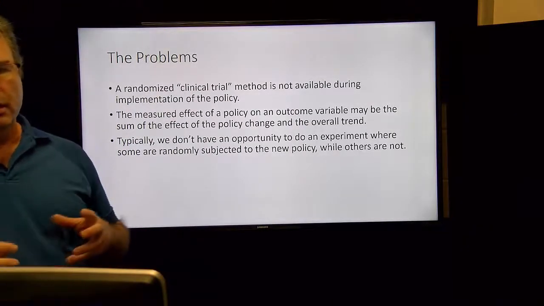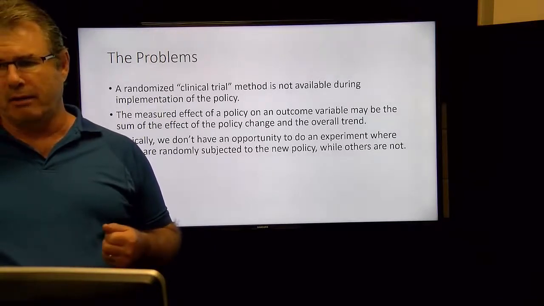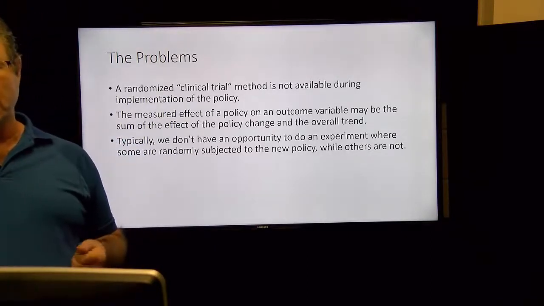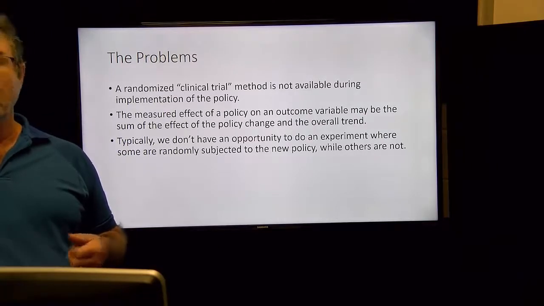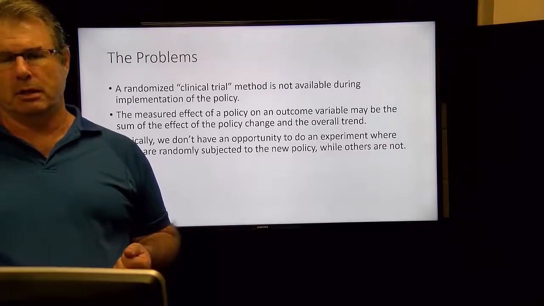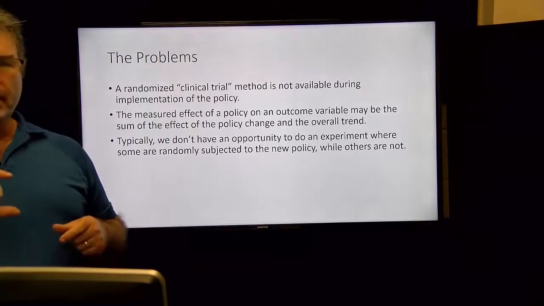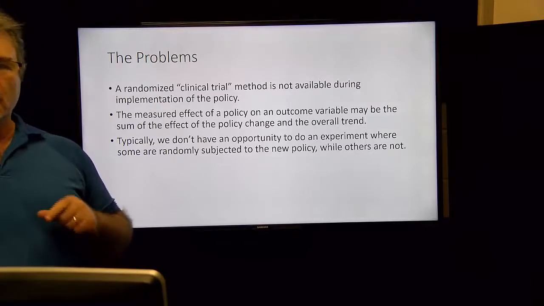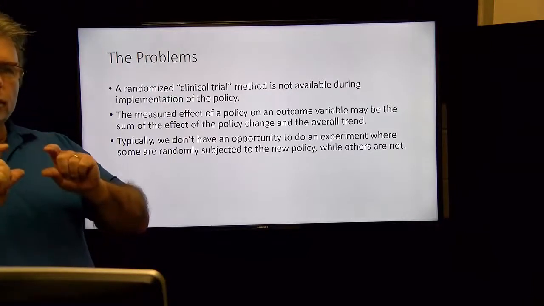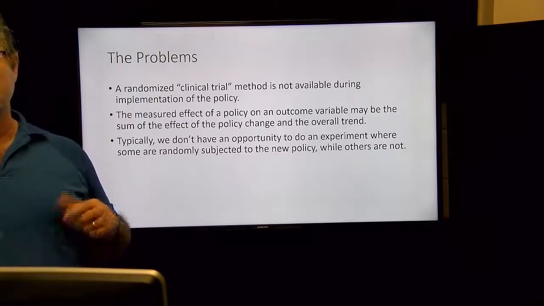And so what we end up with is a measured effect of a policy on an outcome variable that may be the sum of the effect of the policy change in addition to whatever the overall trend is. And so if there's a trend that's occurring, it's going up over time, and then we implement a policy change, we might associate both the policy change and the addition to the trend to the policy change.